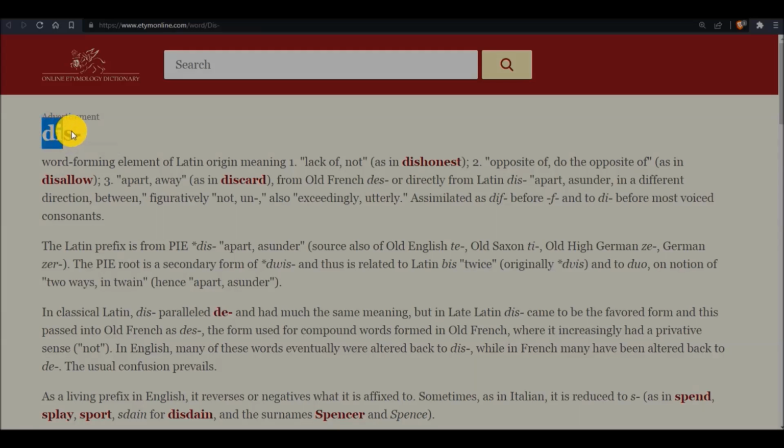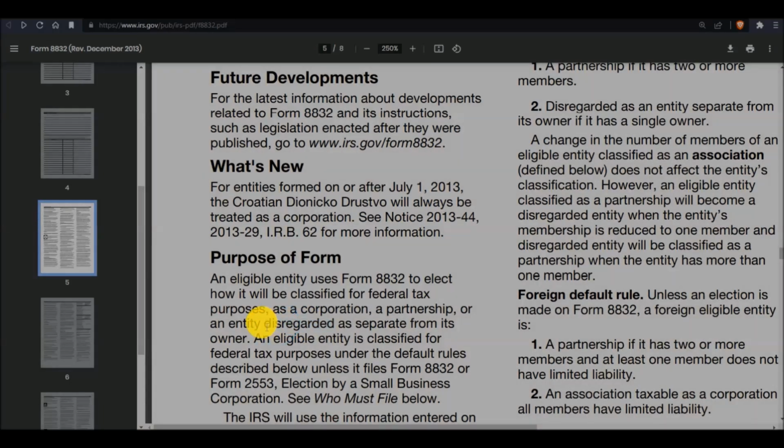The prefix dis, this word form an element of Latin origin, meaning lack of. In other words, not, as in dishonest. We all know honest has an element of being upright, straightforward, truthful. And we also know that when someone is referred to as being dishonest, that means they're not that thing. When you disregard something as separate, you're saying that it is not regarded, it is not pertaining to it being separate from its owner.